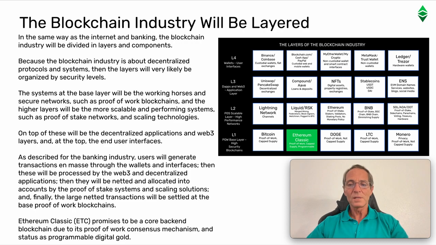The blockchain industry will be layered. In the same way as the internet and banking, the blockchain industry will be divided in layers and components. Because the blockchain industry is about decentralized protocols and systems, then the layers will very likely be organized by security levels. The systems at the base layer will be the work horses and secure networks, such as proof-of-work blockchains, and the higher layers will be the more scalable and performing systems, such as proof-of-stake networks and scaling technologies. On top of these will be the decentralized applications and Web3 layers, and at the top, the end user interfaces.